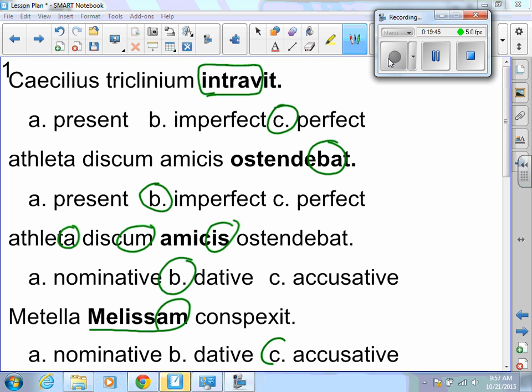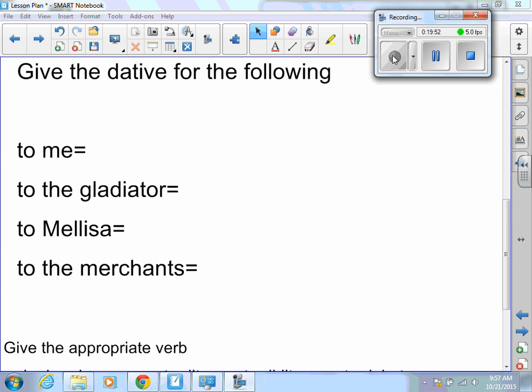We've already gone over some of these, but I want you to try to get these yourself. I want the Latin word for to me, the Latin word for to the gladiator, the Latin word for to Melissa, and the Latin word for to the merchants. So try that out. To me is mihi. To the gladiator, I know it's third declension, so I have gladiator, and it's gladiatoris. That's why I know it's third declension. The dative ending for the third declension is the letter -i.